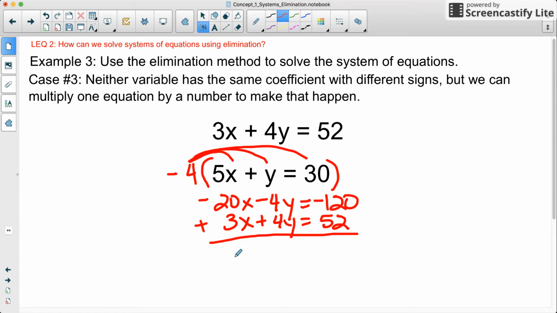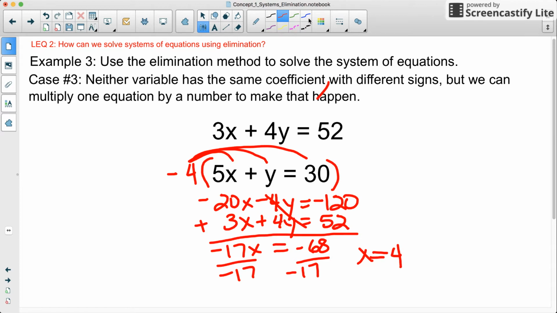So now when I add these together, I get negative 17x. That's negative 4y plus 4y, which is going to give me 0. And then I have negative 120 plus 52, which equals negative 68. Now I'm going to take my equation and I'm going to divide both sides by negative 17. This gives me an answer of x equals 4. So we figured out the x.